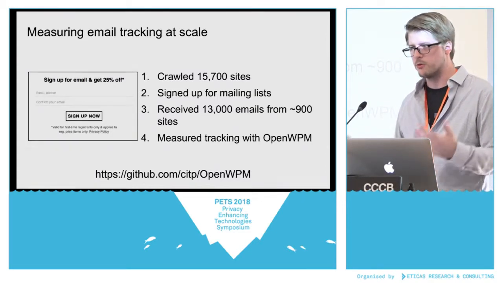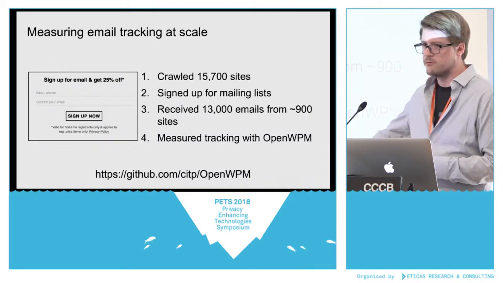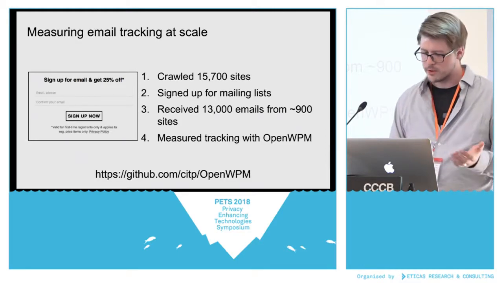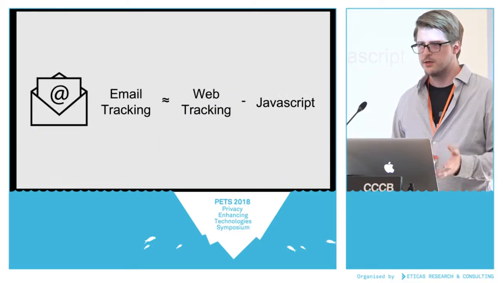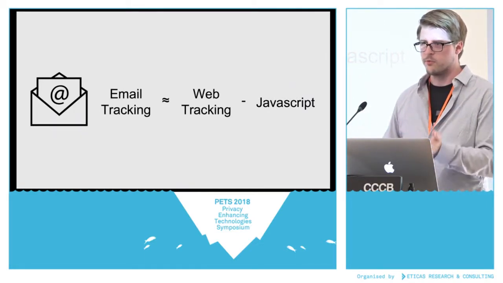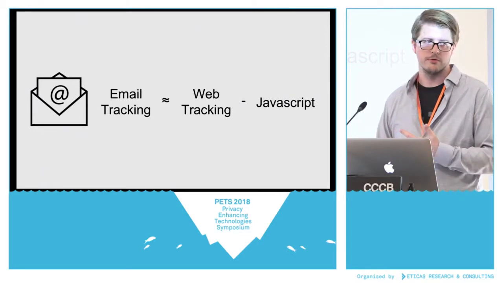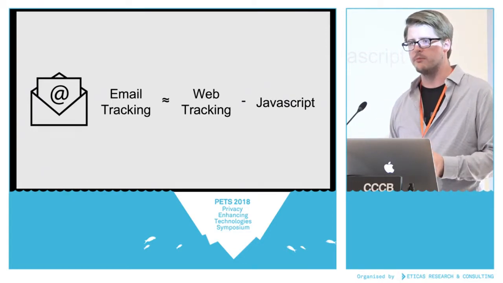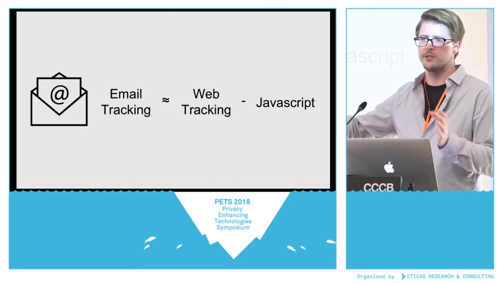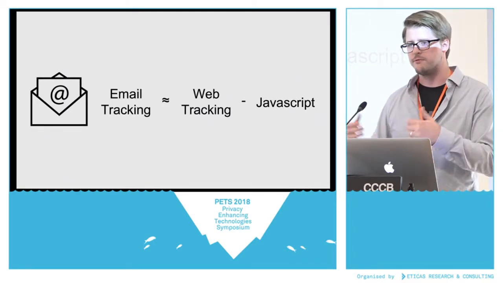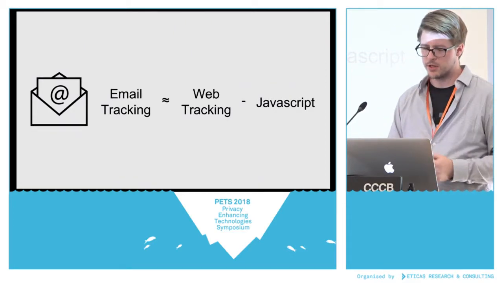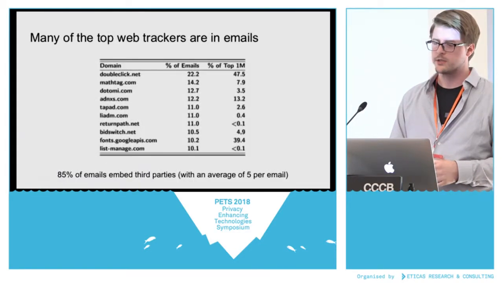And then we measured tracking with OpenWPM, which is an automation platform that we've built for running these kind of tracking measurement studies, and it uses Firefox. And so what we were able to do is say, well, email tracking is approximately web tracking without JavaScript. So we could use that crawler that we built for the web. We could disable JavaScript, we could disable referrers, and kind of make it seem like a webmail environment for the email. We could just render all of the received emails and then do network inspection to see who was setting cookies, if email addresses were leaking, if hashes of email addresses were leaking, and so on. So again, there's a lot more detail in the paper. Instead, I want to jump to some of our findings.